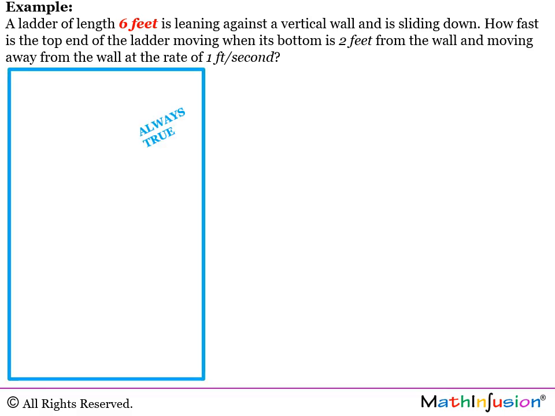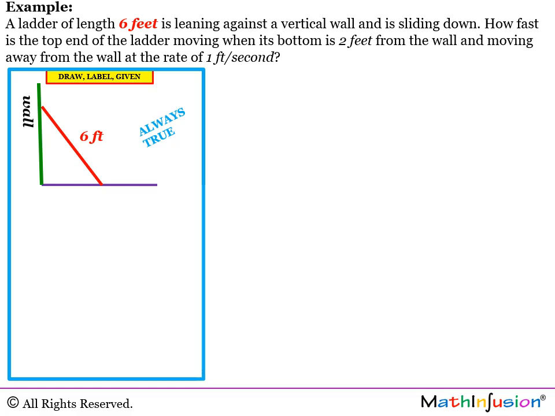Let's start with the always true. You probably would like to read the problem again to understand what's going on. And then we need to start drawing, labeling, and see what is given. A good picture here is a must. First of all, there is a wall and there's the floor. And here's our ladder, which is 6 feet. Pay attention, this is the constant length of the ladder. 6 feet is not going to change because the ladder does not change its length.